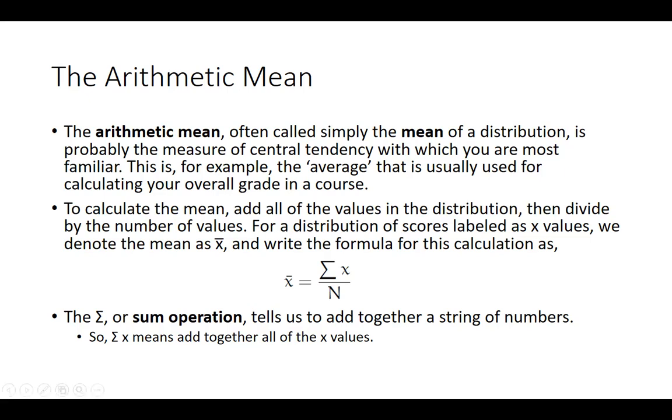The sigma, or sum operation, tells us to add together a string of numbers. So sigma x means add together all of the x values. In other words, x bar, the mean, is the sum of all the x's divided by how many there are.